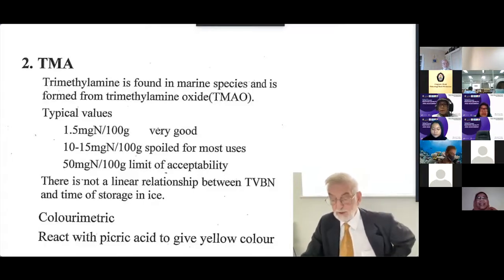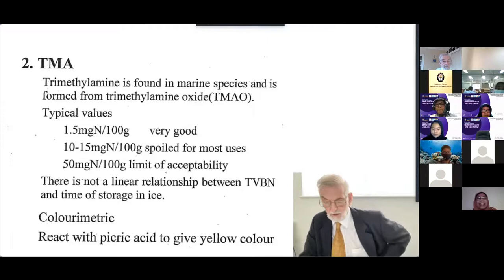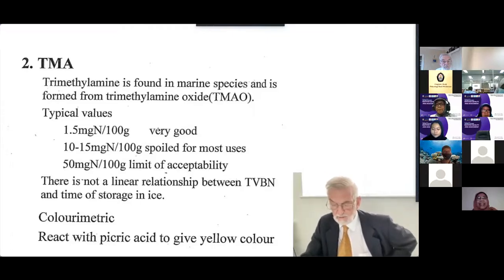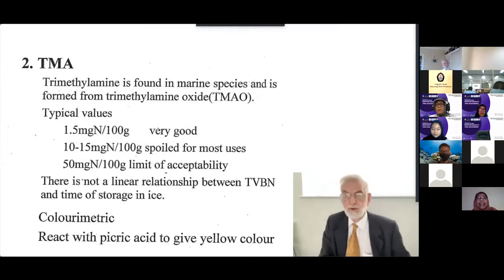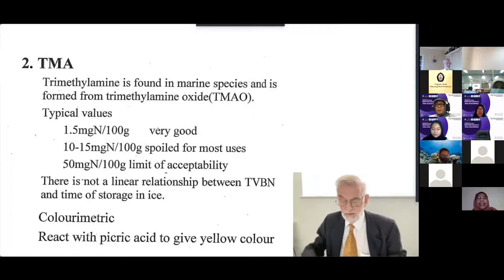Typical values, these are obviously going to be lower than TVBN because this is one of the components of TVBN. So normally about 1.5 milligrams of nitrogen per 100 grams is very good, and 10 to 15 milligrams of nitrogen per 100 grams becomes spoilt for most uses. And once again, as with TVBN, there is not a linear relationship between the time of storage in ice and the TMA released.